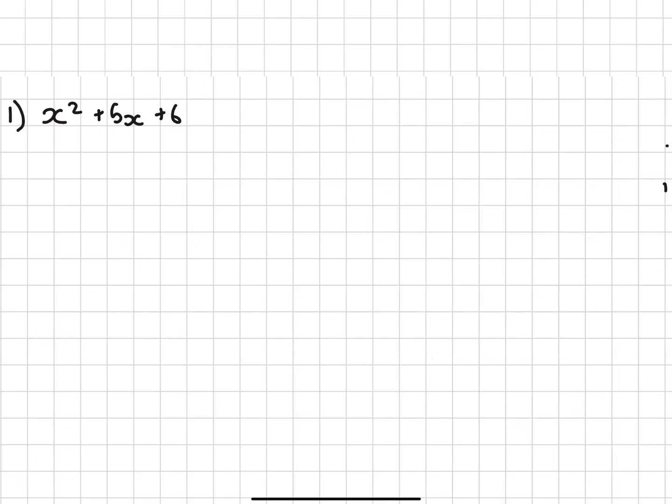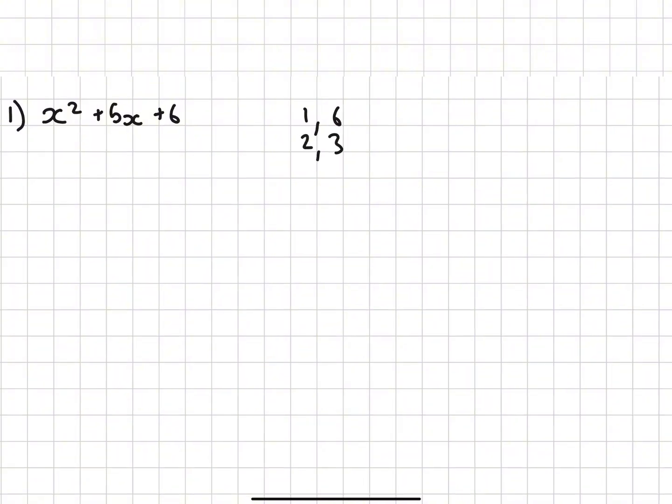So for the first question, what we want to factorise is x squared plus 5x plus 6. For this type of question, the first thing you want to look for is two numbers that will multiply to make 6 and add up to make 5. To help you find those numbers, let's start by listing the factors of 6. We've got 1 and 6, as well as 2 and 3. So the only two numbers that will multiply to make 6 and add up to make 5 are 2 and 3.